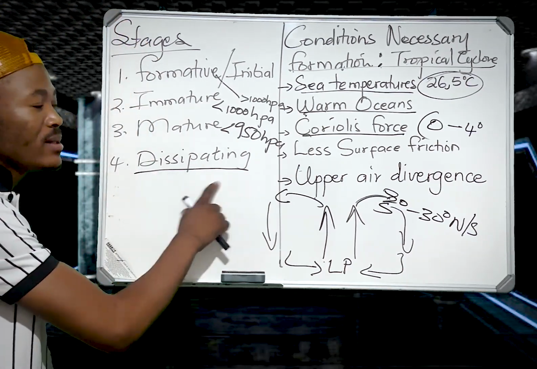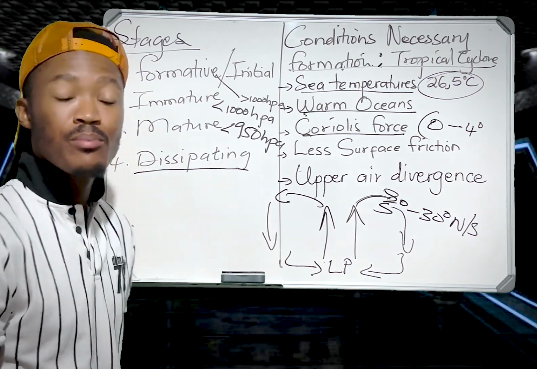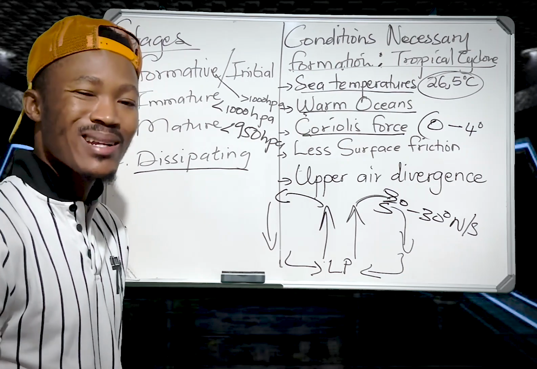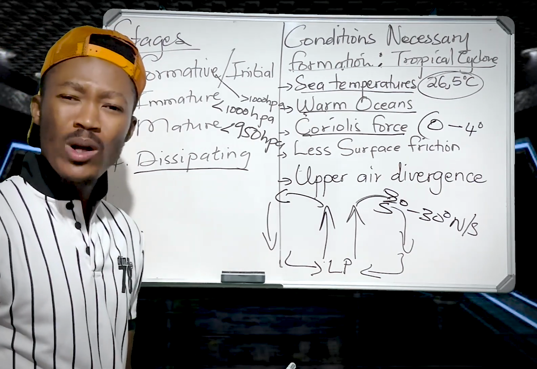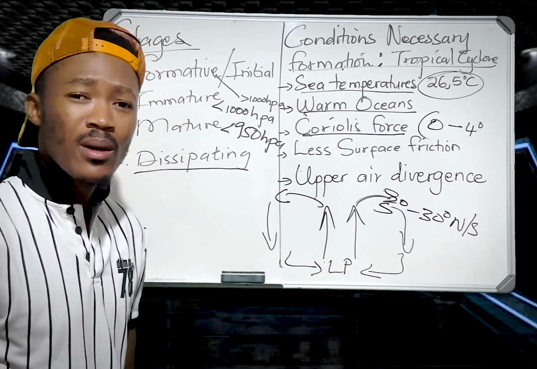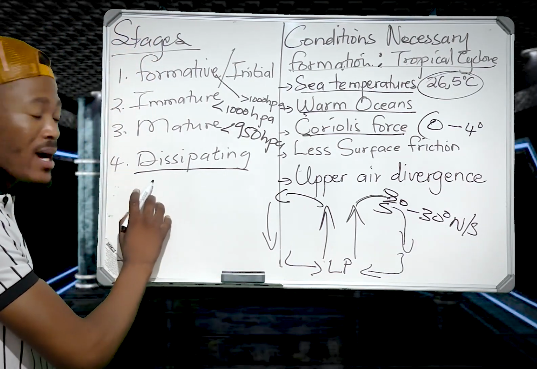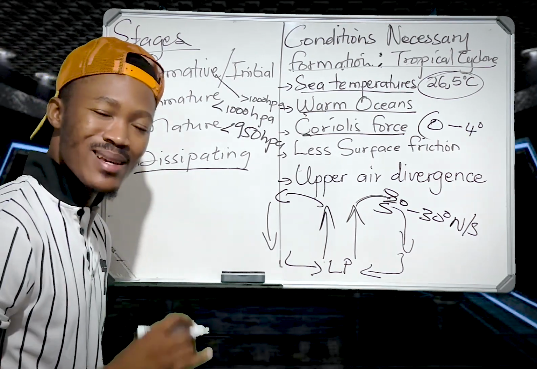Now, our dissipating stage, this is when our tropical cyclone starts to lose its speed. It starts to slow down. But we need to understand the factors that make our tropical cyclone slow down. What causes it to weaken? Remember, our tropical cyclone will enter the dissipating stage regardless of how strong this cyclone may be.